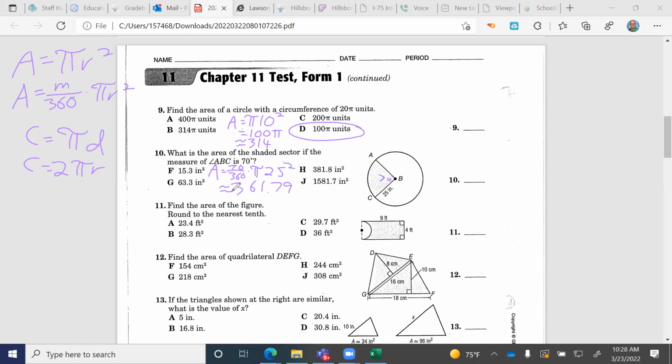Now, all of our answers have decimals there. There's no pi, so this is that. Oh yeah, that was an 8. Copied wrong.